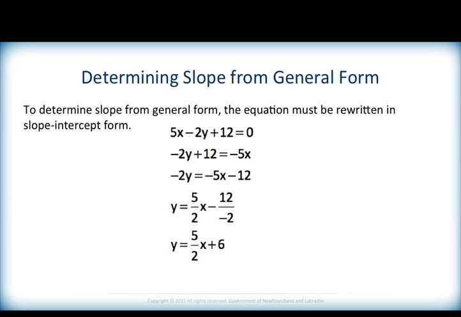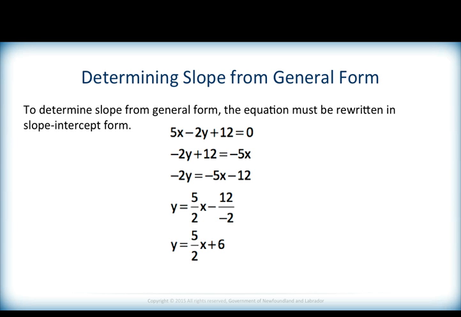So if you are asked to determine the slope from general form, in order to do this, you must rewrite the general form in slope-intercept form. This can be a little difficult, but all you have to do is keep in mind that the slope-intercept form is of the form y equals mx plus b, where the only variable that is left on the left-hand side is the y, and everything else is moved to the right-hand side.